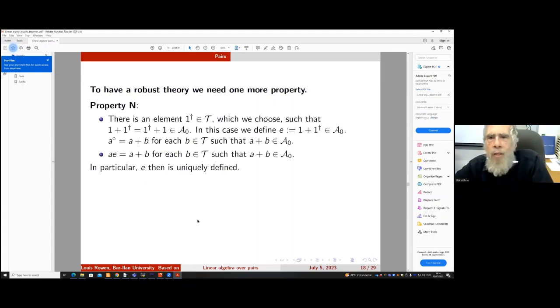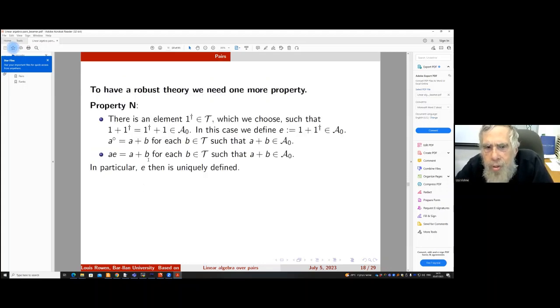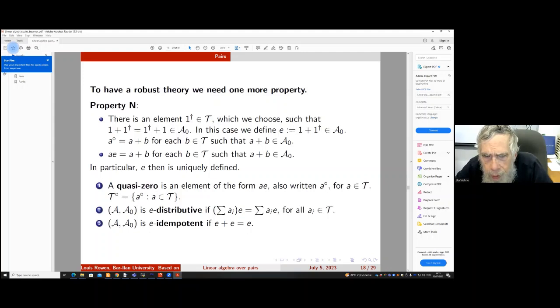And finally, our final property that we want is an element which acts like -1. In other words, 1 plus 1 dagger is an element which we'll call E, which is a null element. But 1 dagger might not be uniquely defined. In this example, it's not. But E is uniquely defined. And so we'll call AE A0.